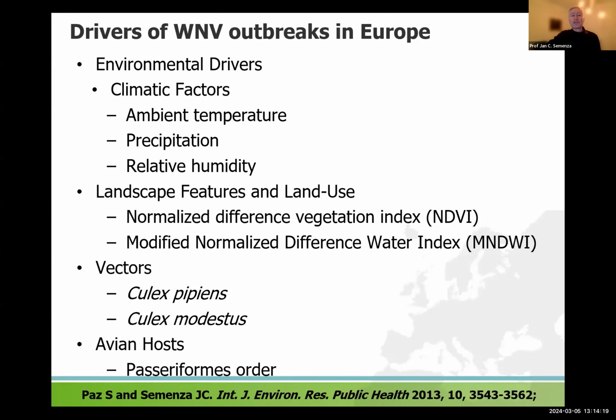So when you look at the epidemiology that has been published in the peer-reviewed literature, these are the drivers of West Nile virus. So we see that climatic factors like ambient temperature, precipitation, and relative humidity are factors that have been documented in the literature. And then landscape features such as the vegetation index or the water index are important, but then also the presence of the vector that I mentioned earlier and of avian hosts.